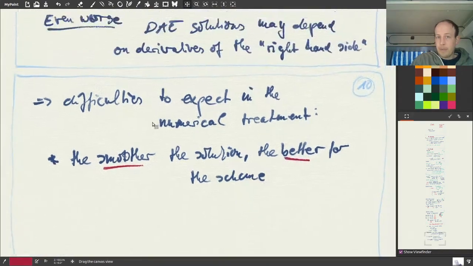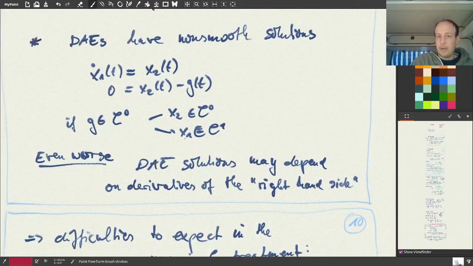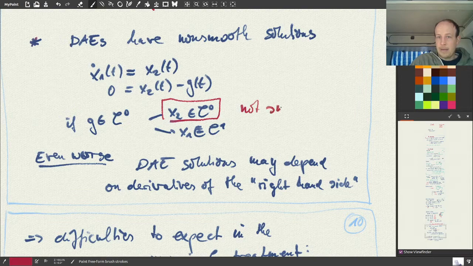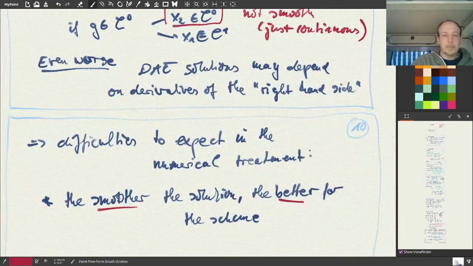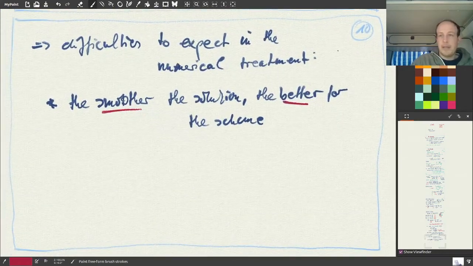But now, we know that the solution won't be smooth. So we have parts that are not smooth. This is not smooth. This is just continuous. Okay, so that is one problem that we can expect here.